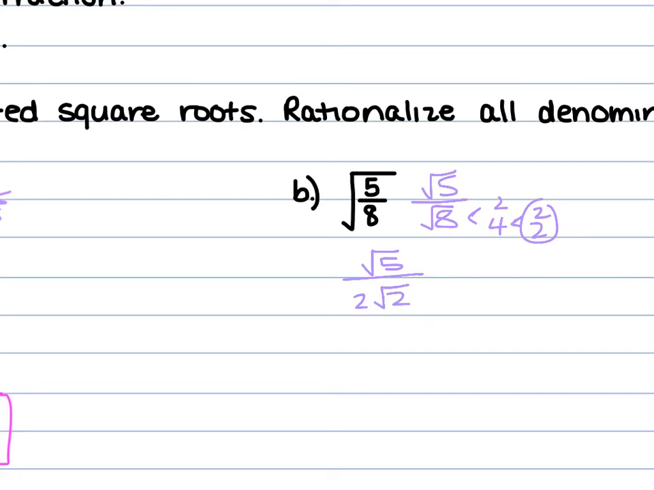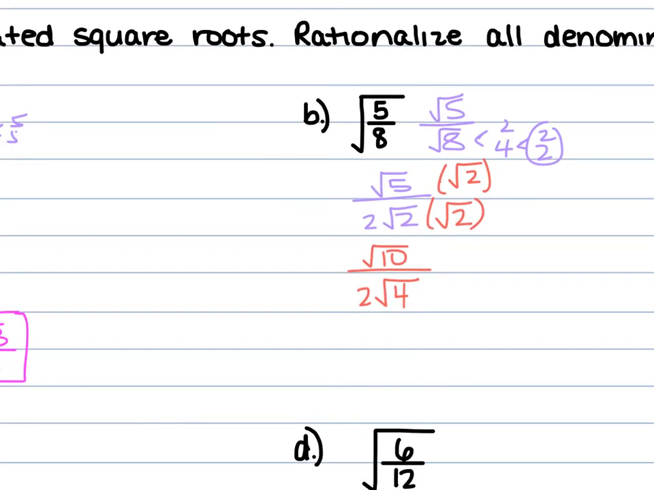Again, you cannot leave the square root of 2 in the denominator. So multiply square root of 2 by top and bottom. We're going to get the square root of 10 over 2 times the square root of 4, which is 2 times 2. So this is the square root of 10 over 4. And again, this was actually 2 times 2, because the square root of 4 is 2. So the square root of 10 over 4.